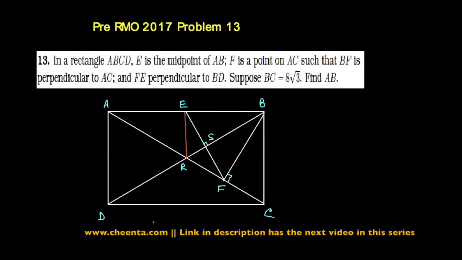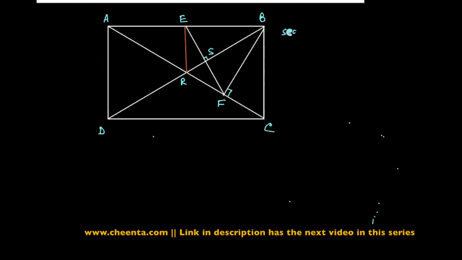Taking a clue from the first video, we will first search for a cyclic quadrilateral, and that's actually pretty easy to find. See, this particular angle, angle REB, is 90 degrees, and that's because R is the intersection point of the diagonals and E is the midpoint of the rectangle's side, so certainly it's 90 degrees. You can prove it rigorously.